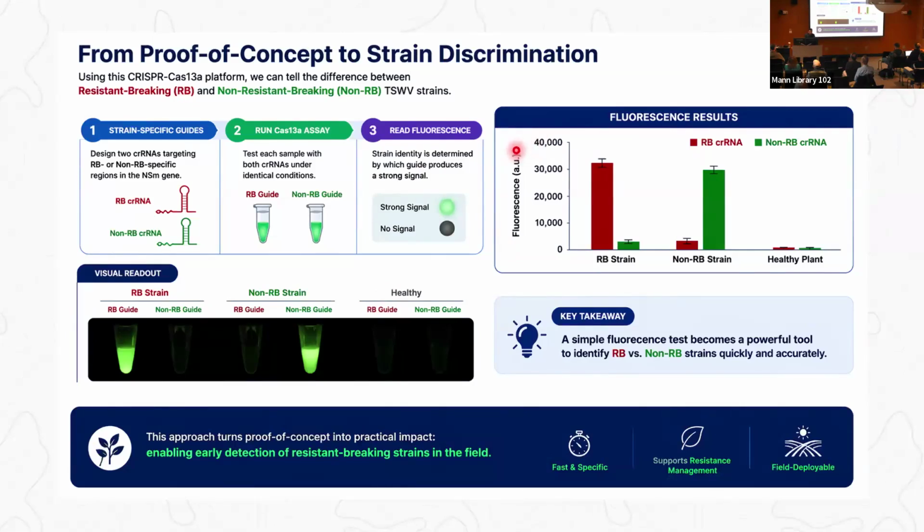We would know what 4 or 5 different strains are going to be in the field, and we should be able to use this principle to be able to confidently distinguish between RB and non-RB strain. So this is our current work, and we are seeing some promising results.